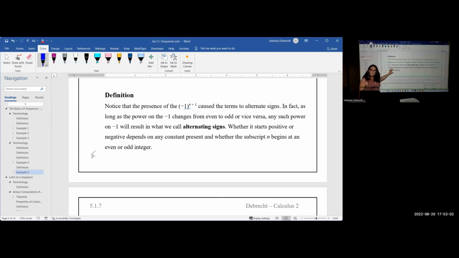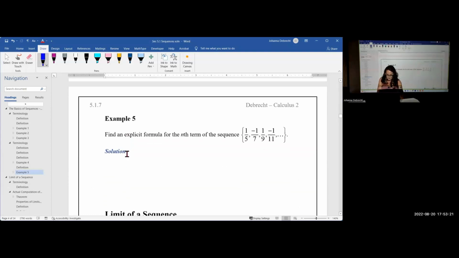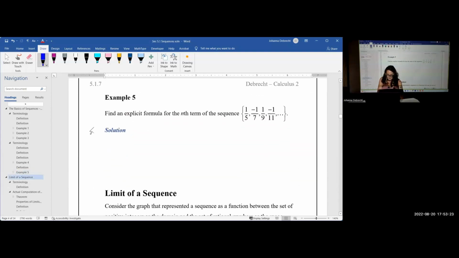Whether it starts positive or negative depends on any constant that was present in A first, and whether the subscript begins at an even or an odd integer. So it could start with a negative, it could start with a positive. Not all alternating series or sequences start with the same value. Let's take a look at this one. This is another alternating sequence.